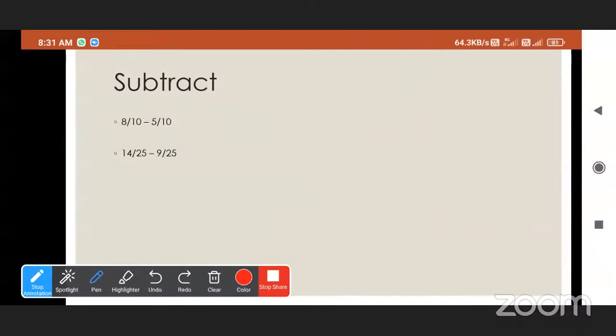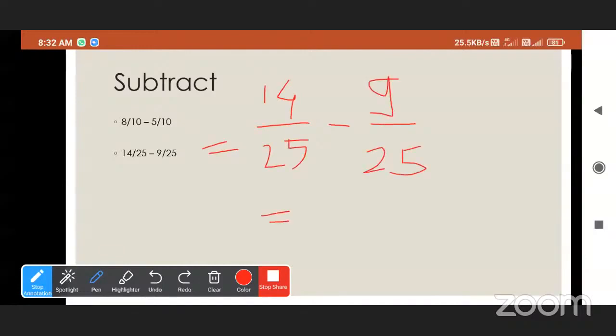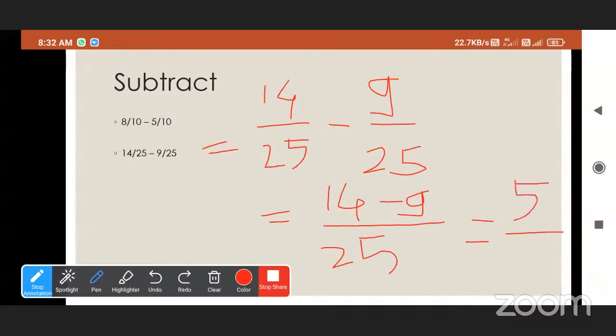Now we will do the second one: 14 upon 25 minus 9 upon 25. So what will be the answer? We have to do subtraction in the numerator part, that is 14 minus 9, and the denominator will be as it is. So 14 minus 9 is 5, so the answer is 5 upon 25.